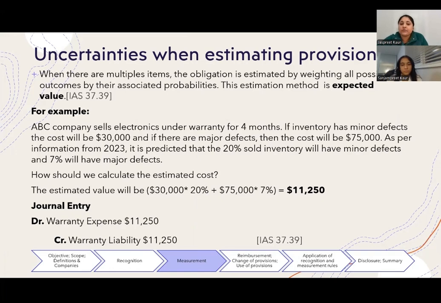So if there are multiple provisions, for example, in this case, the company could have major defects or minor defects, and there will be costs associated with that. So for that case, we can use the estimated weighted measurement method to come up with the estimated value. And with the help of that, the cost will be 11,250, and we can make a journal entry for that amount.